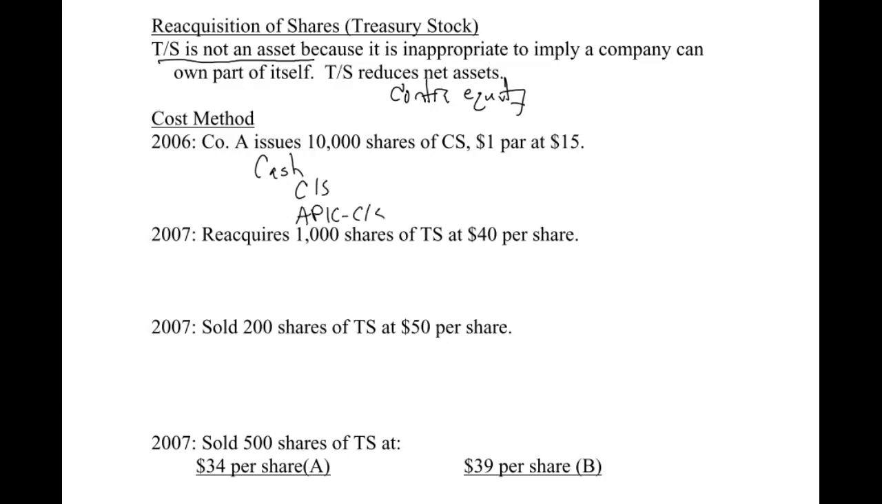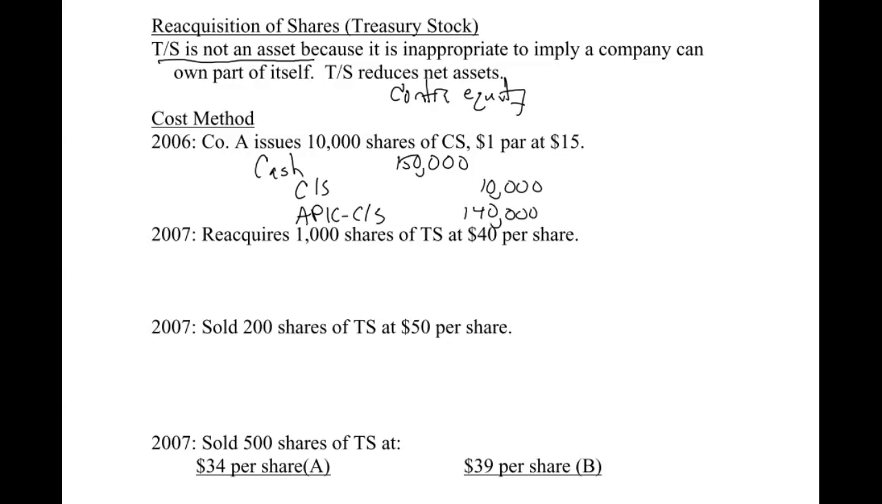So this is what your journal entry looks like. Remember, we debit cash for the issue price, which will be $150,000. We always credit common stock for par value, so that's $10,000. And then everything else goes to the additional paid-in capital account.